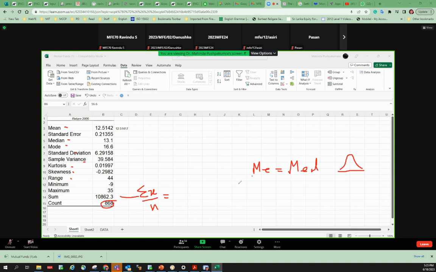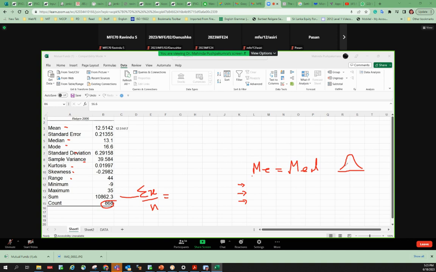Now his argument is the distribution is bell shaped or normally distributed. Then what are the other key points you can identify related to shape of the distribution?